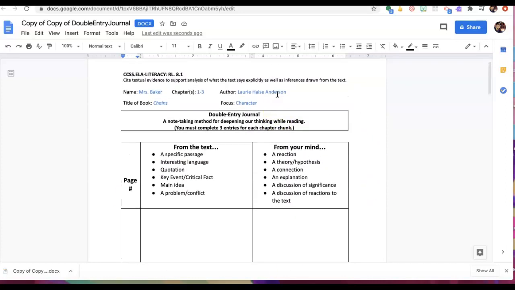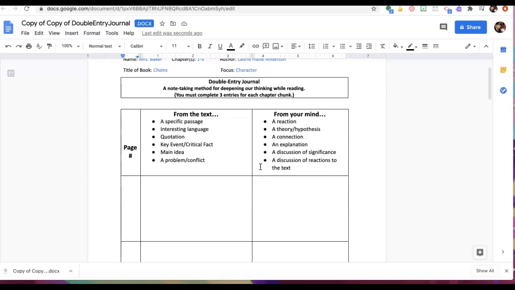Now, we gave you hard copies of these double-sided or double entry journal notes so that you could spend some time away from the screen. So we're going to go ahead and get started with chapters 1 through 3. Go ahead and take your books out and turn to page number 3, which is actually the very first page.